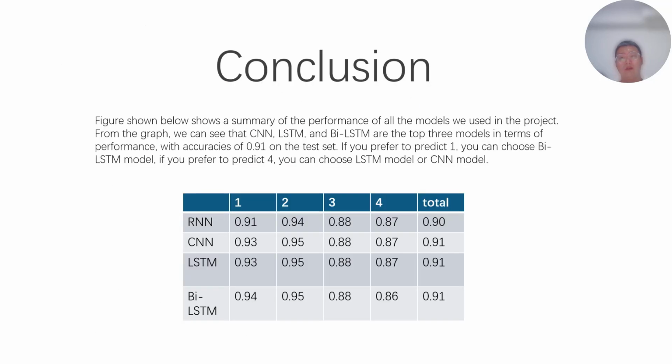By category, the figures shown below summarize the performance of all the models we used in the project. From the graph, we can see that CNN, LSTM, and BI-LSTM are the top three models in terms of performance, with accuracy of 0.91 on the test side. If you prefer to predict 1, you can choose the BI-LSTM model. If you prefer to predict 4, you can choose the LSTM model or CNN model.